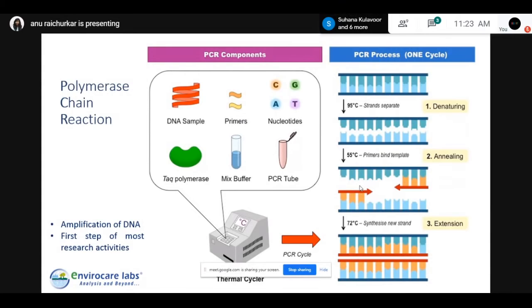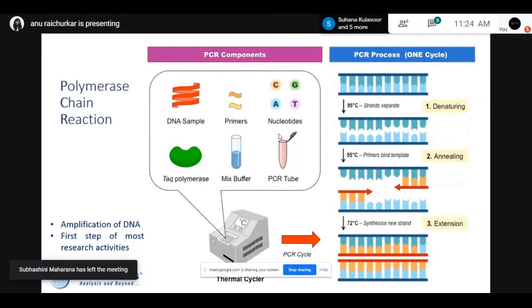So whenever we get different kinds of cells, it could be a plant cell or an animal cell, the DNA that these cells contain is very small in quantity. So how do we increase the quantity of this DNA so that we can do any research further on or use this DNA? That process, the amplification part, is done by the PCR technique, which was developed by Kary Mullis. And this is the first step of various research activities. So PCR is a very basic step in molecular biology.